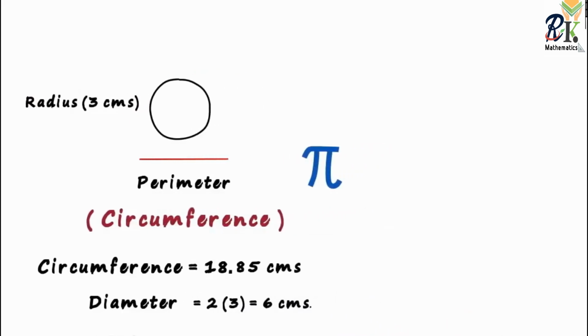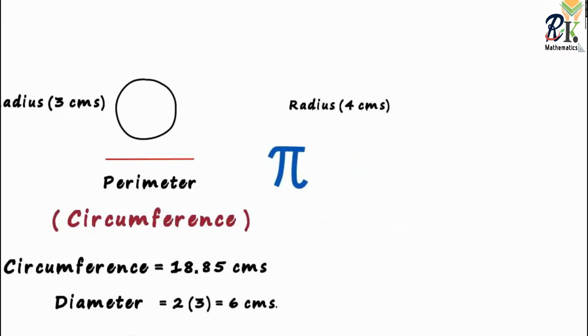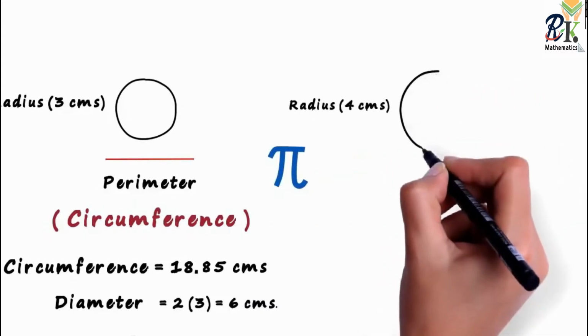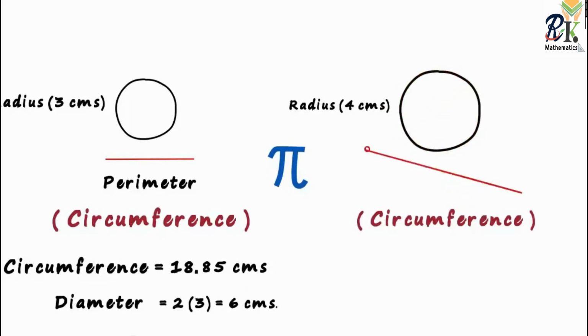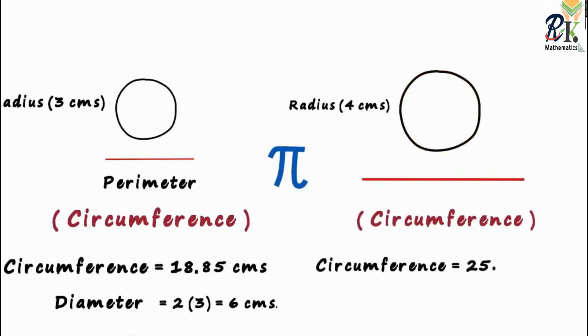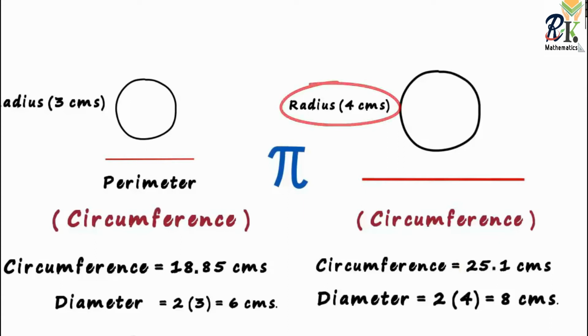Now we are asked to draw a circle of radius 4 centimeters. It will be slightly bigger than the previous one. This red boundary will be the circumference. This time too we measure the circumference. For this circle we get the circumference as 25.1 centimeters, and the diameter will be twice its radius, which is equal to 8 centimeters.